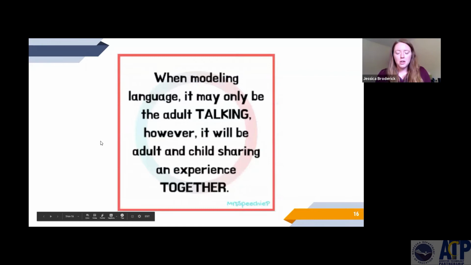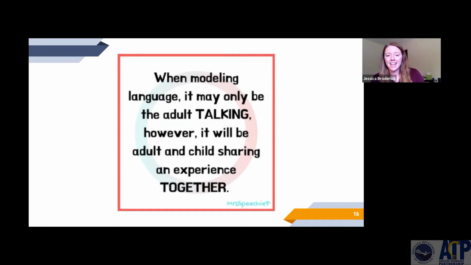I think it's important to remember when modeling language, it might be only you talking at first, especially if we have a student who's new to a system or new to a device. It might just be you talking and the child not really giving much input, which I want you to remember, if you're an SLP or early childhood educator or whatever you're doing, is normal. You know, I've worked with plenty of 2-year-olds that I'm just babbling away and that 2-year-old isn't saying a word back to me. And so a language delay is a language delay is a language delay.